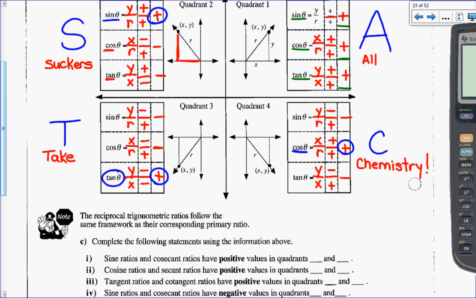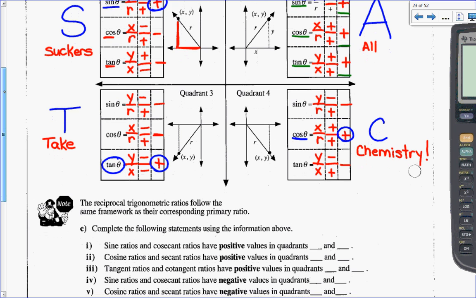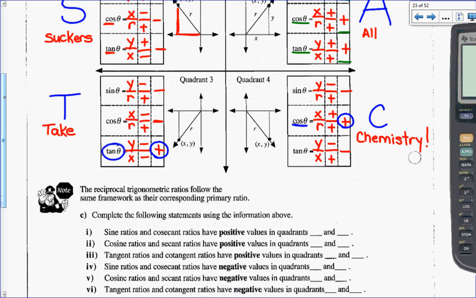That's how we can remember which trig ratio is positive in which quadrant. Okay, so I'm just going to scroll up just a little bit so that we can see the next questions, but hopefully we can still see enough of the chart above to be able to fill these in. Okay, sine ratios. Oh, sorry, I better back up and talk about this policeman here. What he's saying is that the reciprocal trig ratio follows the exact same rules as the primary trig ratio.